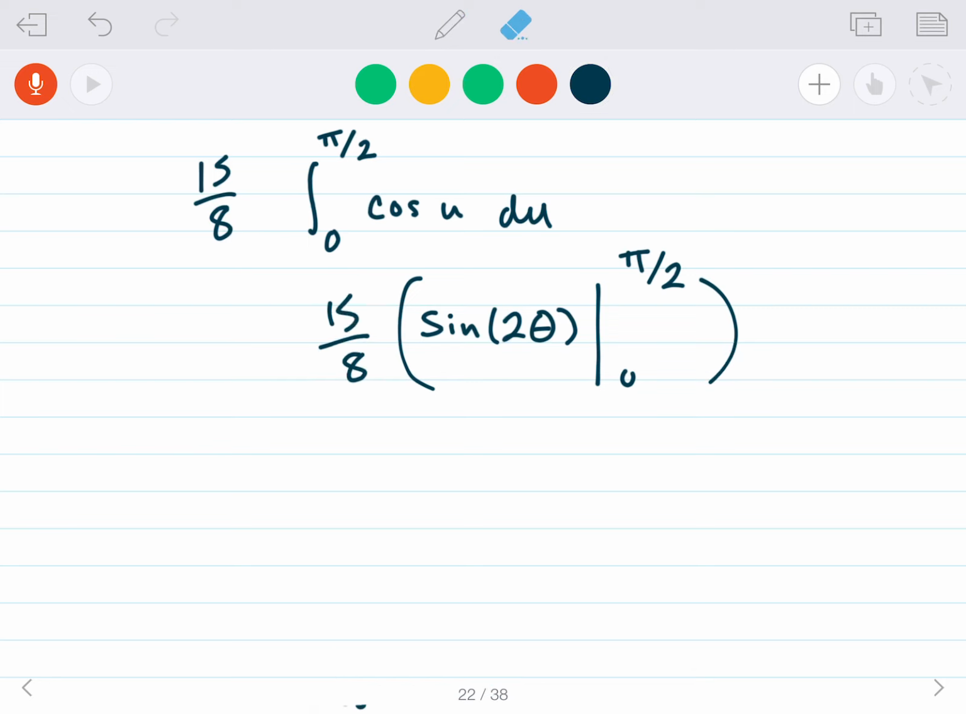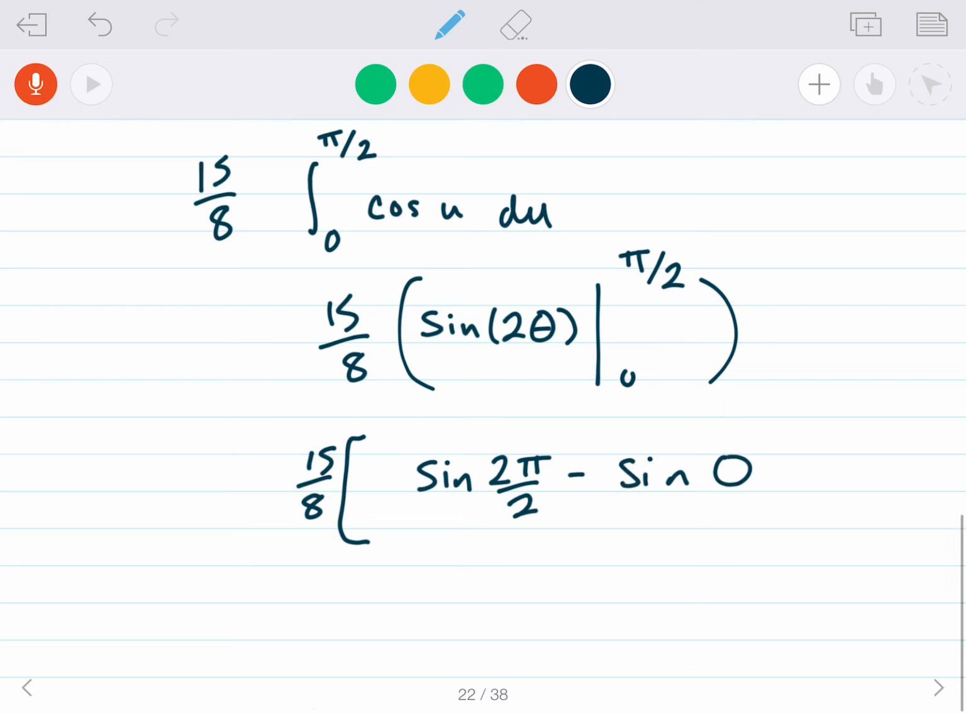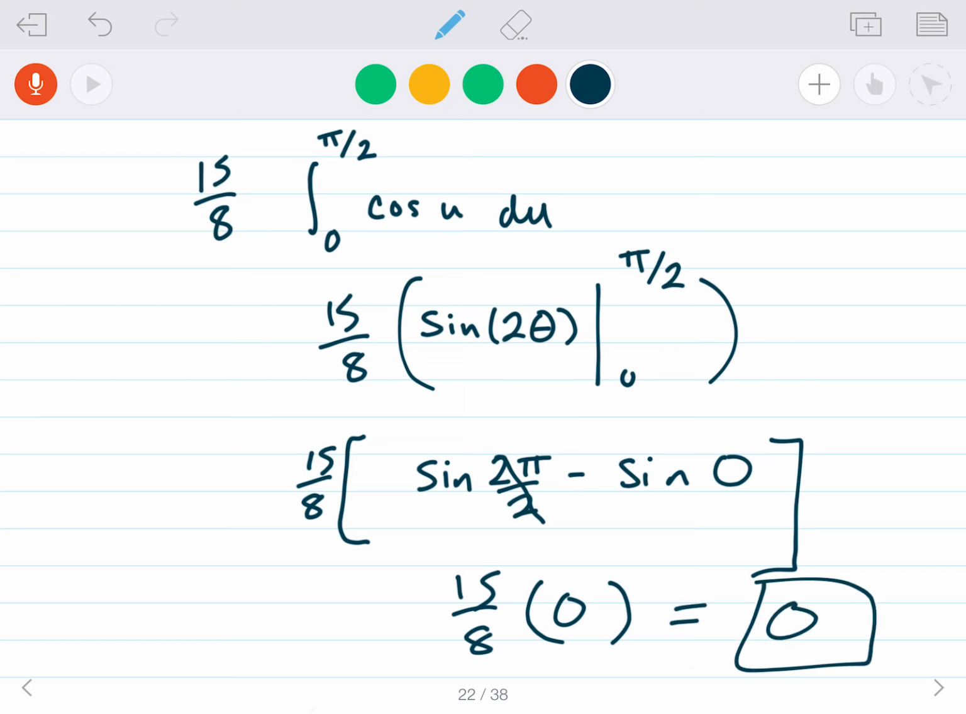Okay, so evaluating at pi over 2 and 0, we get sine of 2 pi over 2 minus sine of 2 times 0. Well, 2 pi over 2 is pi. Sine of pi is 0. Sine of 0 is 0. 0 minus 0 is 0. 15 over 8 times 0 is 0. So our answer is 0.